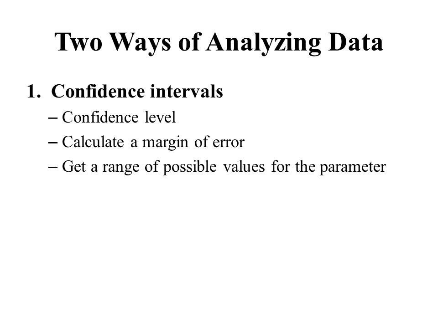So far we've talked about basically two ways of analyzing data: confidence intervals and hypothesis testing. To do a confidence interval, we start off by choosing a confidence level, which is typically 95%, and then we go out and collect our data and calculate a margin of error, and then we use that margin of error to get a range of possible values for the parameter.